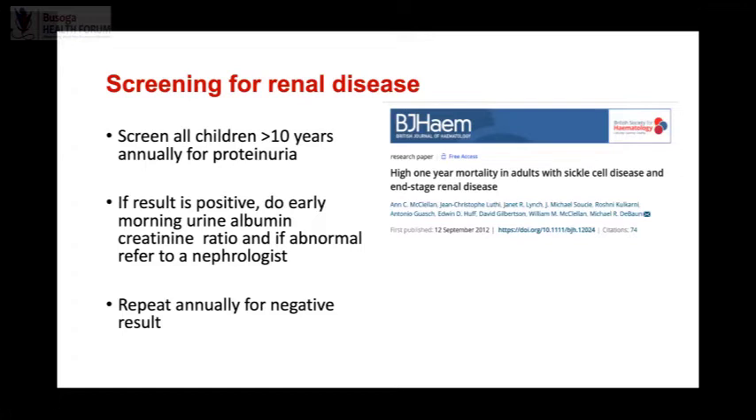This is something that you can easily do in your hospitals, in your clinics. Just do a dipstick and see if there is protein. The dipsticks that we have look at gross proteinuria. So by the time someone has gross proteinuria, the kidney damage has actually already started, and it's time for you to act.